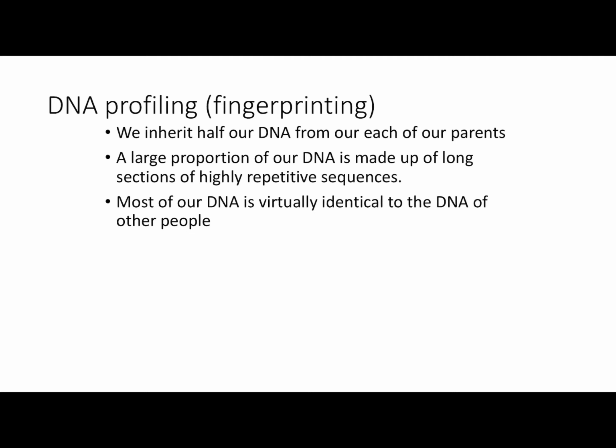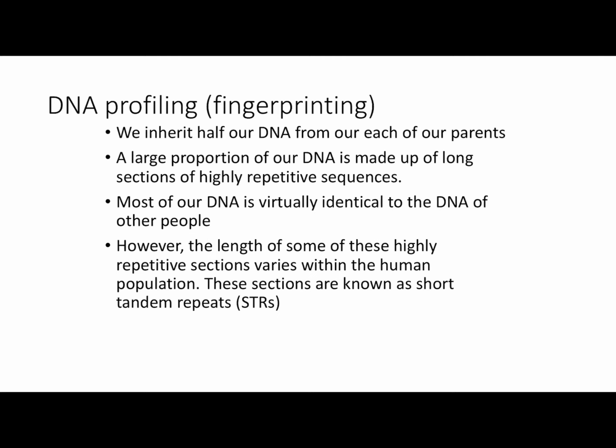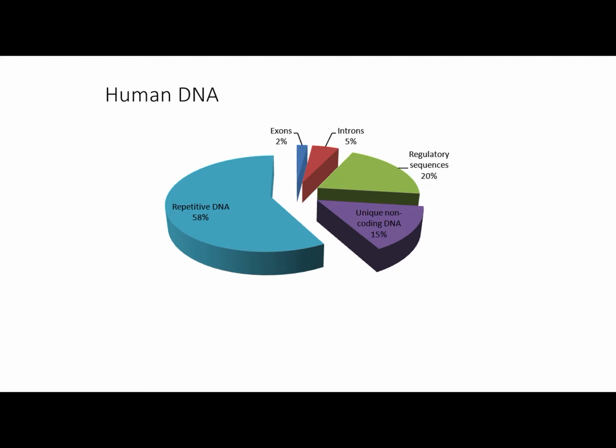Now, most of our DNA is virtually identical to the DNA of other people. However, some of these highly repetitive sequences within the human population do vary quite widely, and these sections are known as short tandem repeats. So if we look at this diagram of the proportion of DNA within a human, we can see that actually only this part here varies widely.